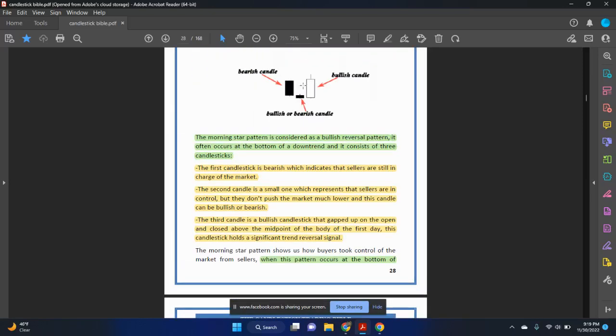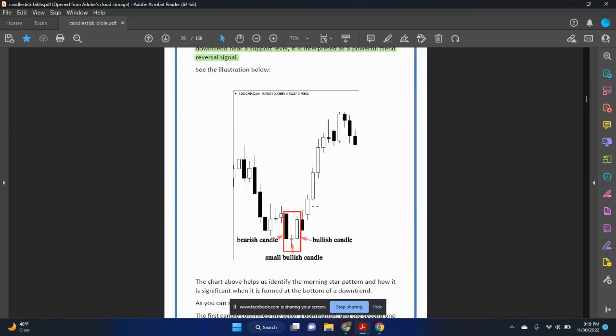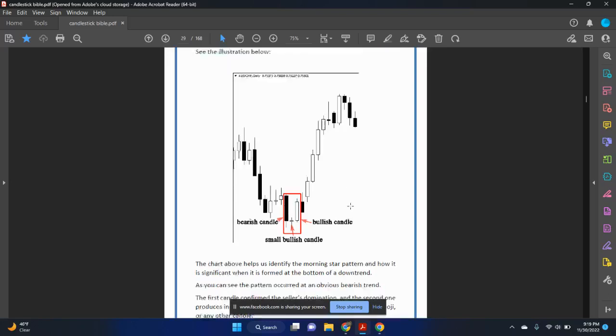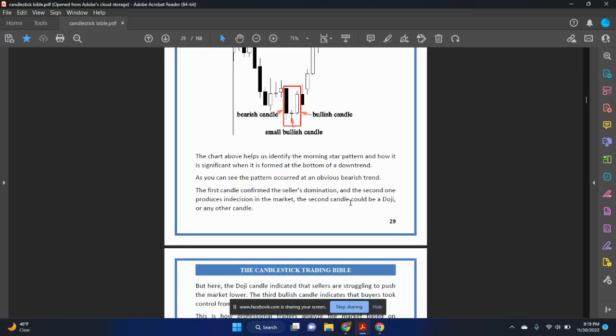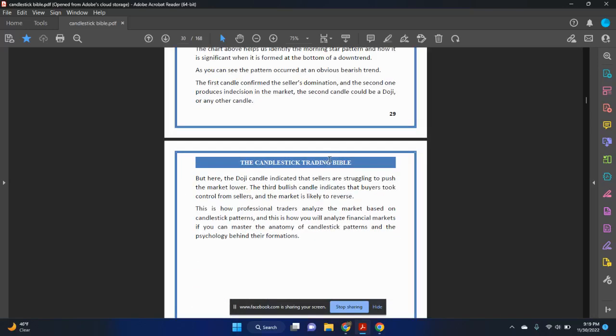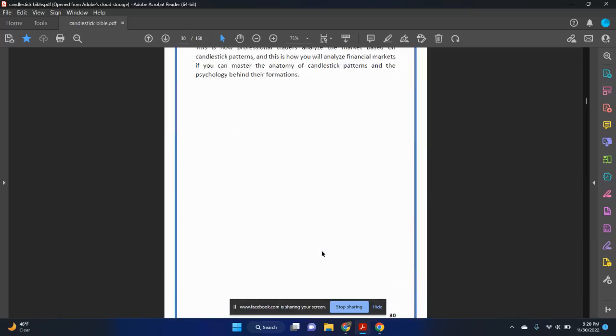Like see here, this one engulfed the bearish candle, but here it actually did not engulf. That bearish candle still had a strong dominance, well, it was a strong dominance at that time. All right, so this is how professional traders analyze the market based on candlestick patterns, and this is how you would analyze financial markets if you can master the anatomy of candlesticks and the psychology behind their formations.